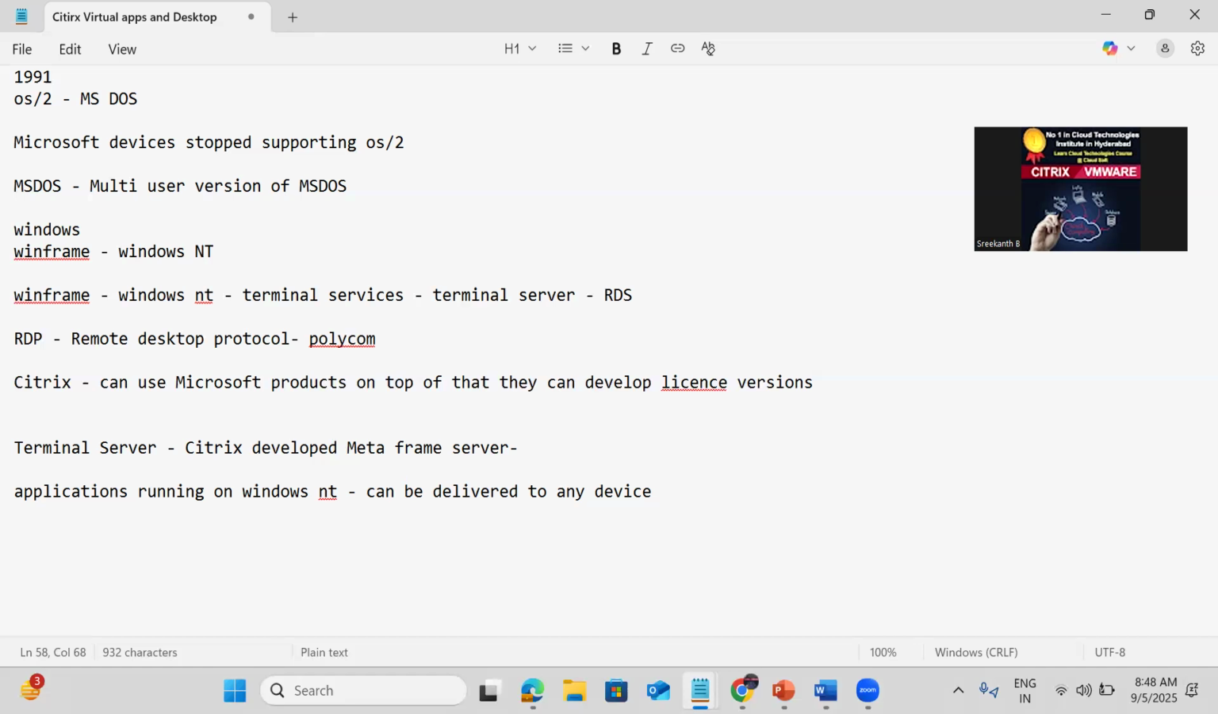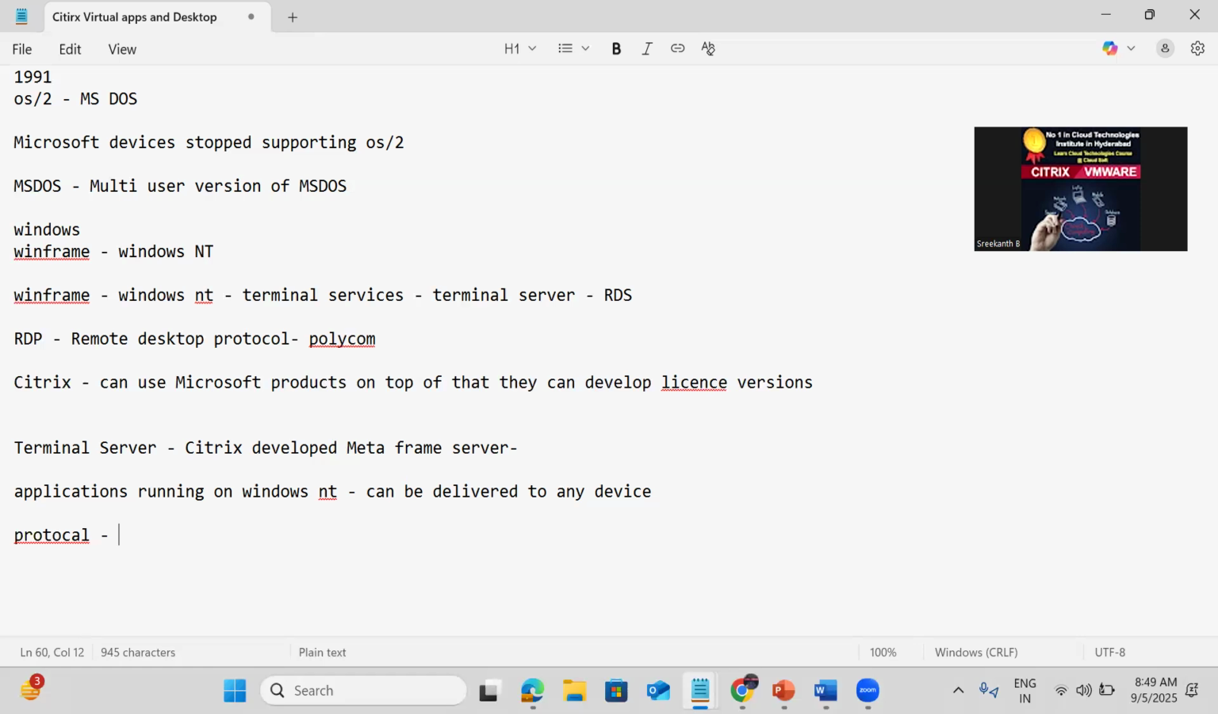Citrix got huge success. Because Windows NT already had a terminal server for the multi-user version, instead of again making a multi-user version of the operating system, they made it at the application virtualization level. The world doesn't know to use the word application virtualization either. We used to say applications are hosted on remote servers and those can be delivered. So in order to deliver those applications, we required one protocol.